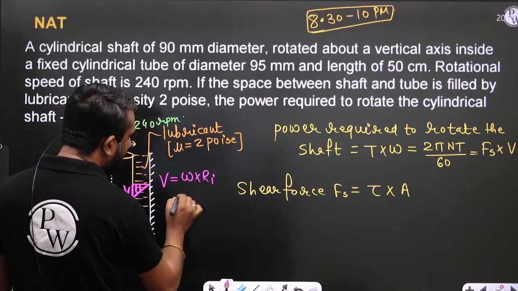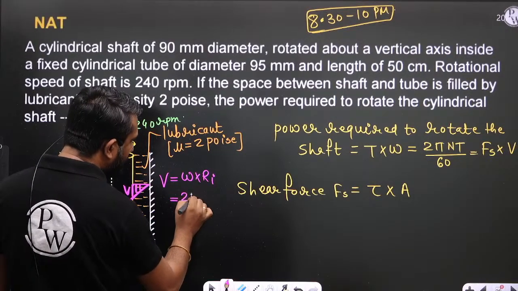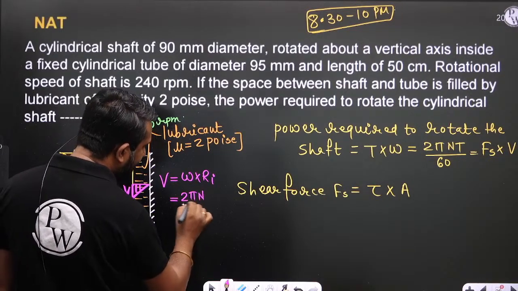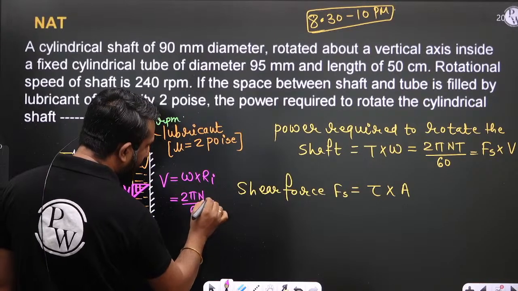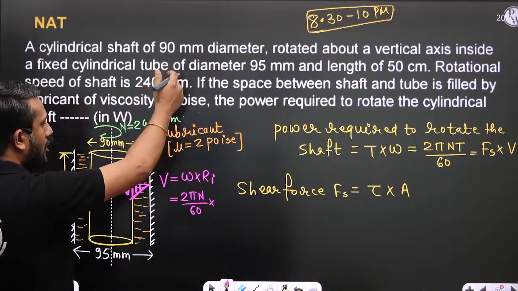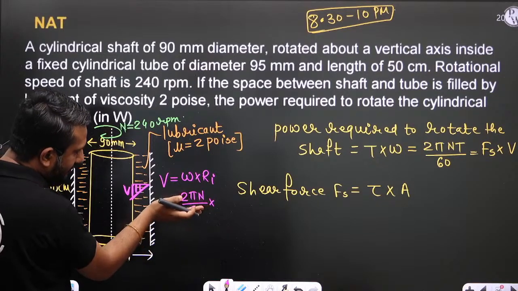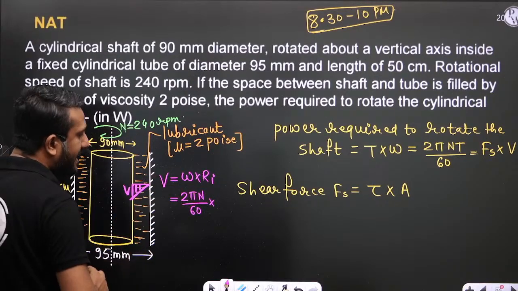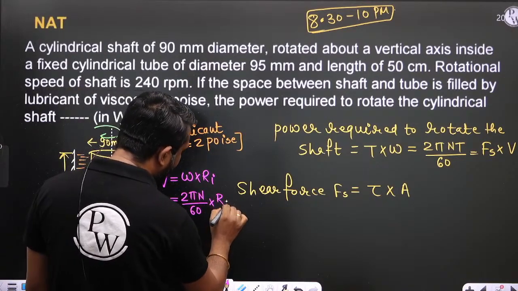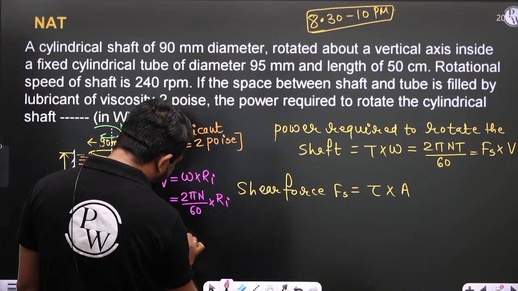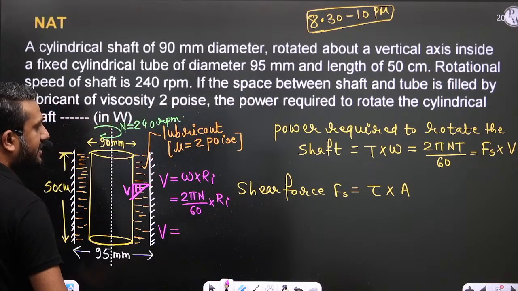And omega, what is omega? That is 2 pi n by 60, because n is given in rpm. So to convert n in rps, we are dividing by 60. So 2 pi n by 60 into ri. So first calculate v, the tangential velocity of the shaft surface.